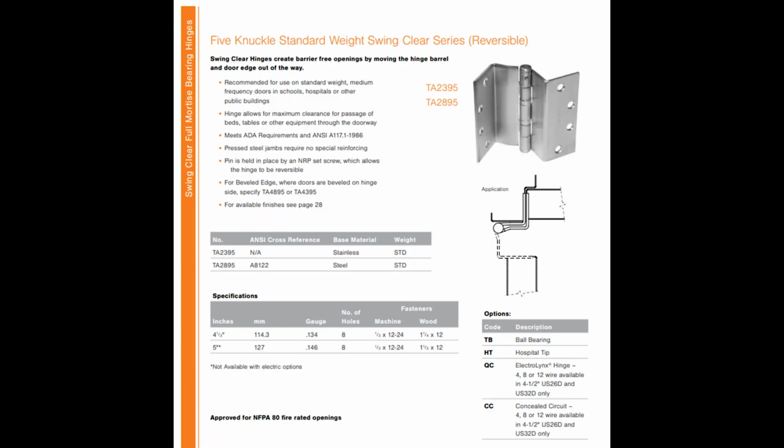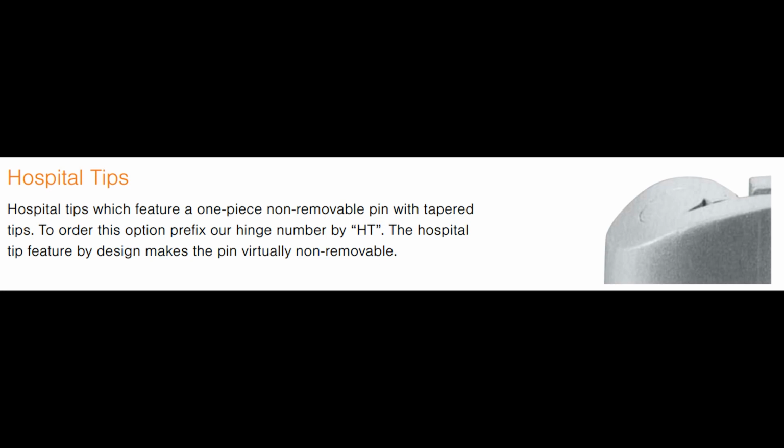Forgive me. The TA2395 is square edge. If you needed beveled edge, it would be a different part. Okay. It's not unusual to need to do hospital tip on these, if it's going into an application where ligature resistant could be a feature that you'd want to have. And they literally grind the tip of that off so a load couldn't be placed on the top of that hinge. Okay. Those are extra add-ons I should probably ask for.